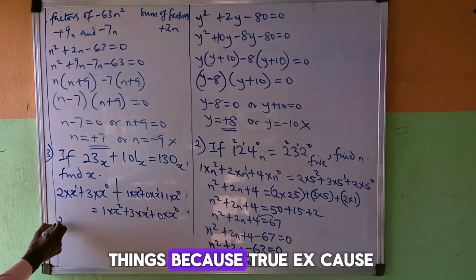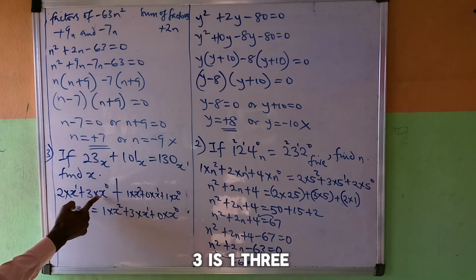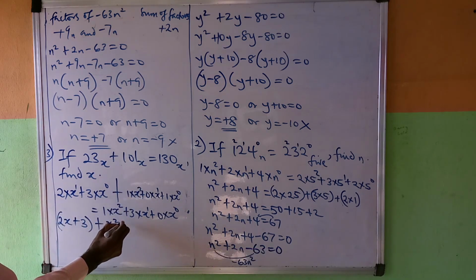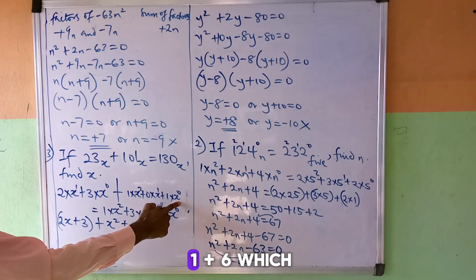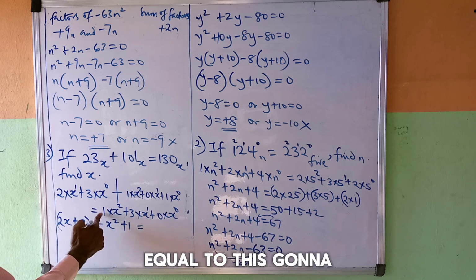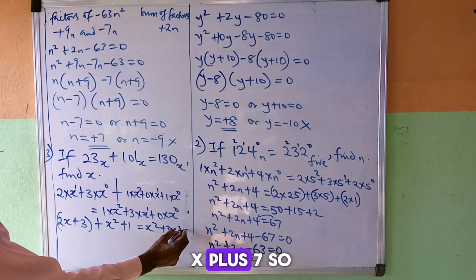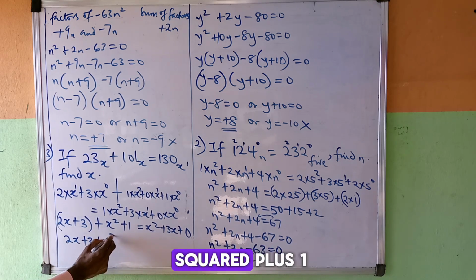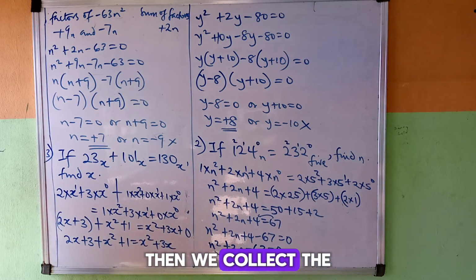So if we solve this, this becomes 2x plus 3, because x raised to power 0 is 1, 3 times 1 is 3. This plus x squared plus 0 times x raised to power 1 is 0. Then plus 1 times 1, because x raised to power 0 is 1, 1 times 1 is 1. Alright? Equal to, this is going to be x squared, this times this is plus 3x plus 0. So if you open the bracket, you have 2x plus 3 plus x squared plus 1 equals to x squared plus 3x. Then we collect the like terms.